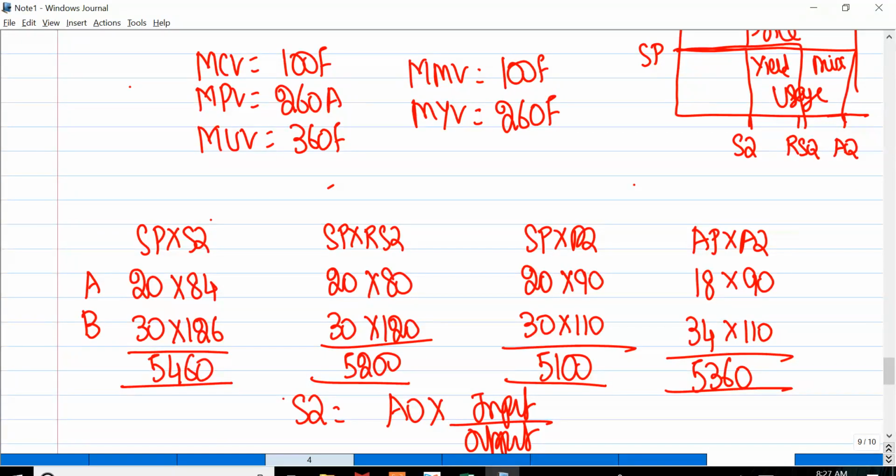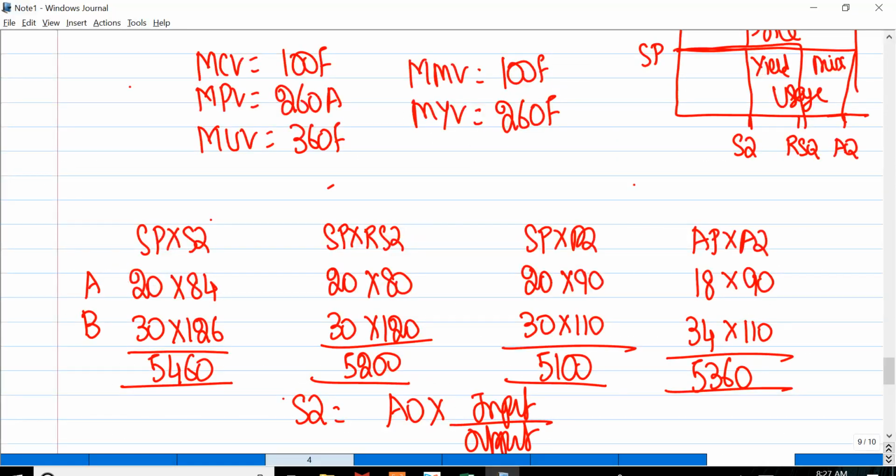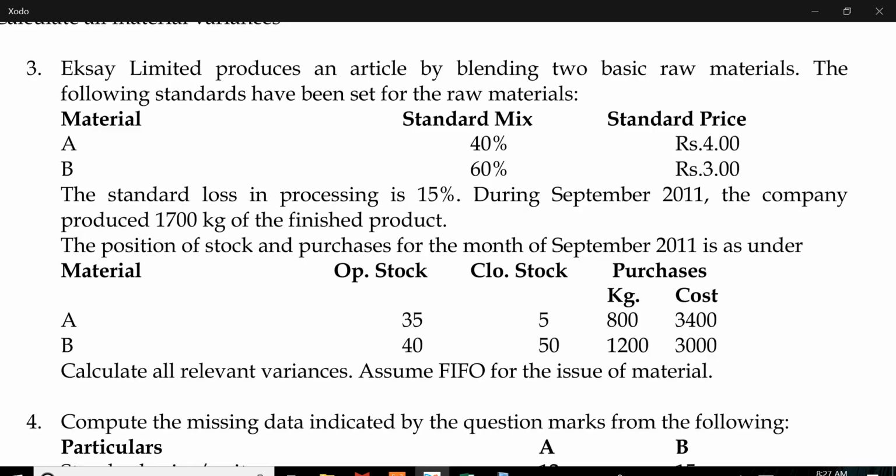Any doubts on this? Can you proceed? Anybody has any doubts on this? Let's move to the next question then. Any doubts? Done? Okay, go through question 3.